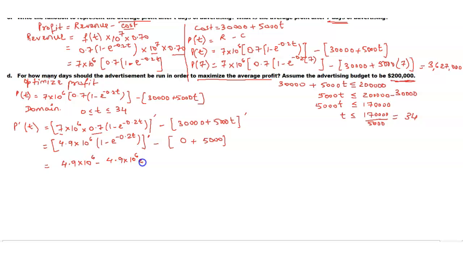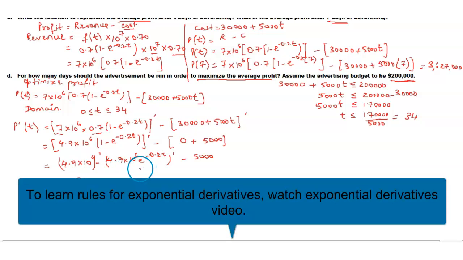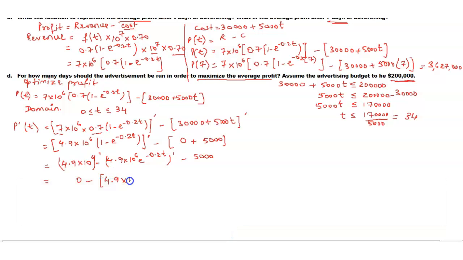I can expand this. I'll be able to get 4.9 times 10 to the power 6 minus 4.9 times 10 to the power 6 e to the power negative 0.2t. So I have to find the derivative of this, and this I've already found. I'm just left with 5,000. This is 0. Derivative of this is going to be using the exponential derivative formula. So I have 4.9 times 10 to the power 6, and then this one is going to go as is, e to the power negative 0.2t, and then I'm going to differentiate the exponent, so that gives me negative 0.2t derivative, minus 5,000.